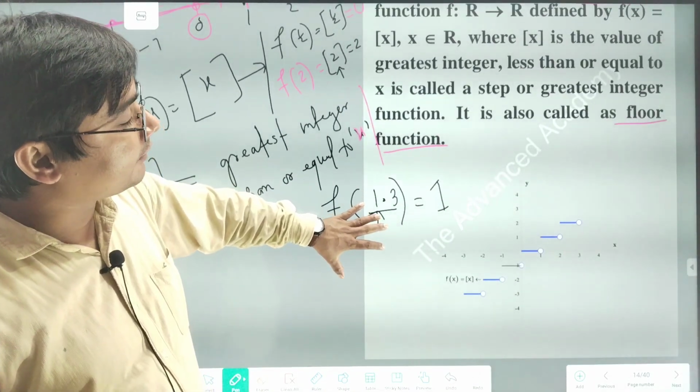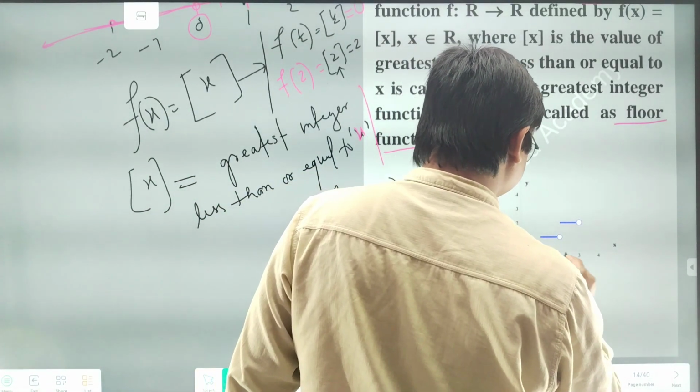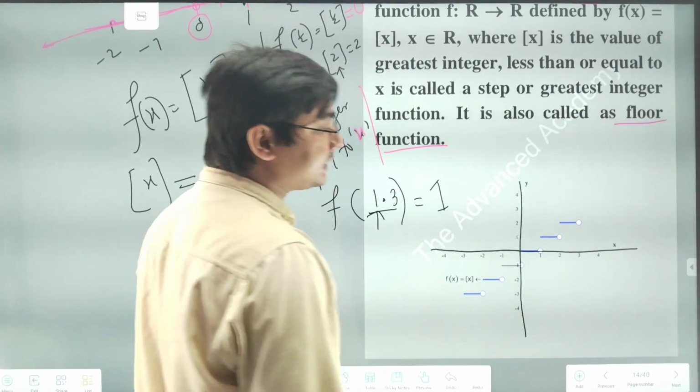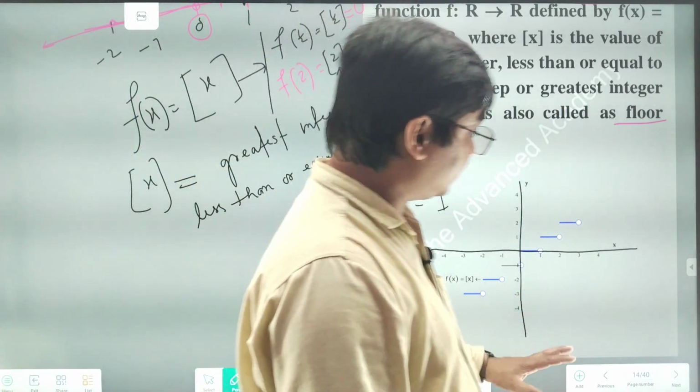And this is the graph of this function. This is the x-axis and this is the y-axis. So this is the graph of this function. Remember this.